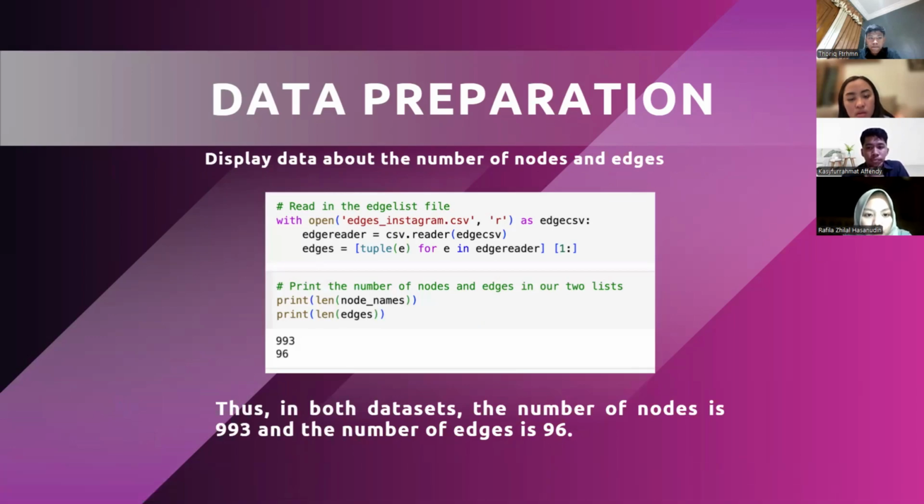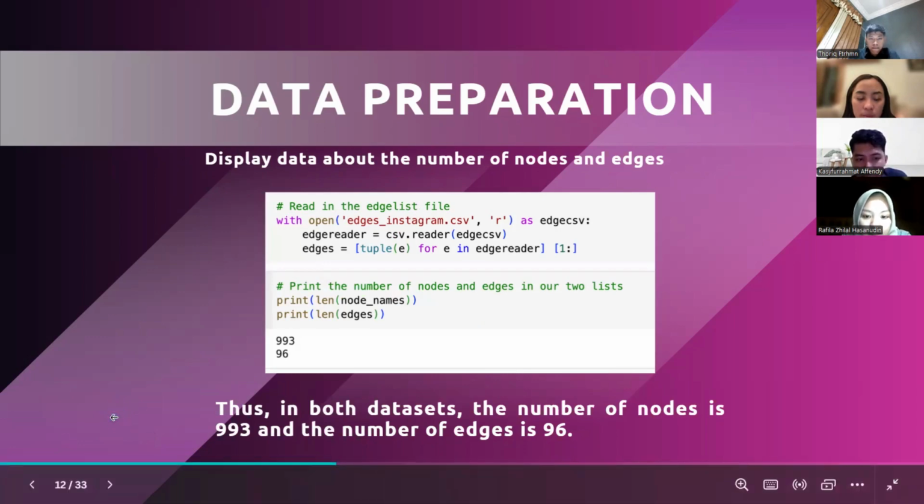Okay, so we display data about the number of nodes and age, and in both datasets, the number of nodes is 993 and the number of age is 96. Next.